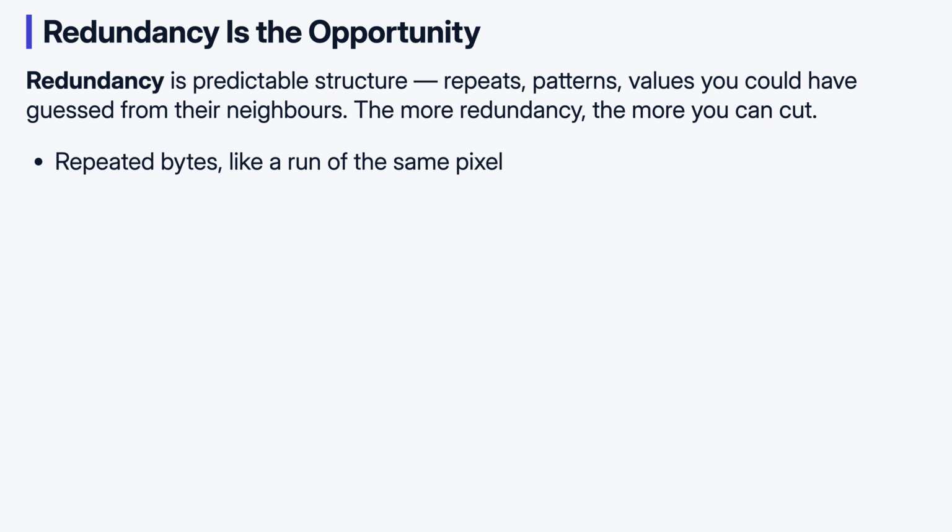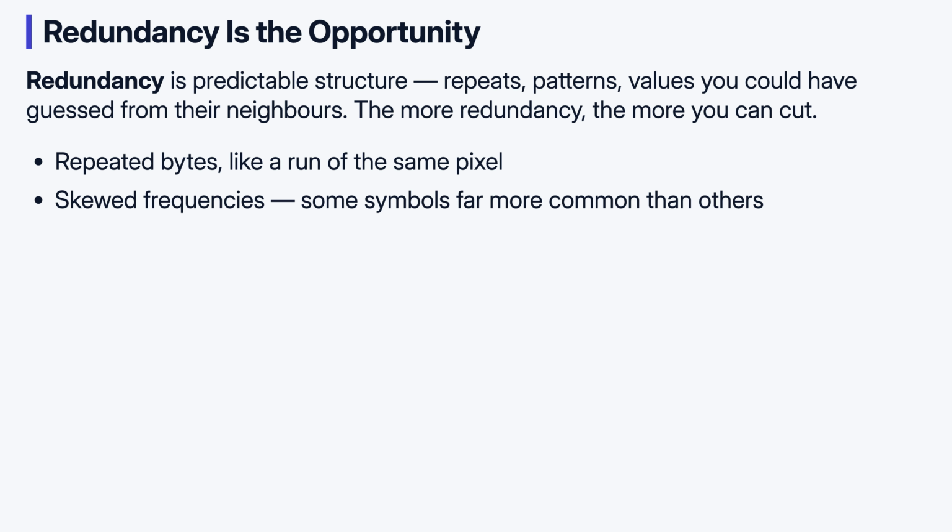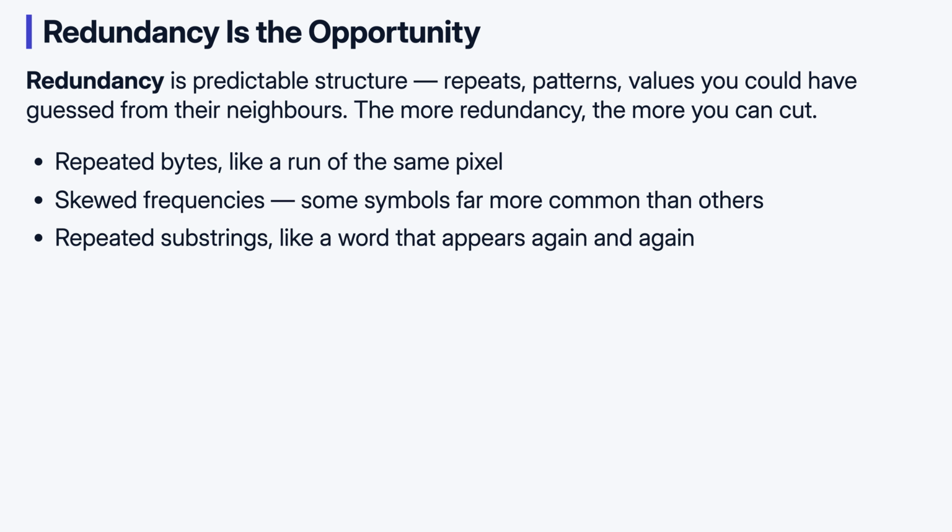First, repeated bytes, like a long run of the same pixel color. Second, skewed frequencies, where some symbols appear far more often than others. Third, repeated substrings, like a word that shows up again and again in a document.